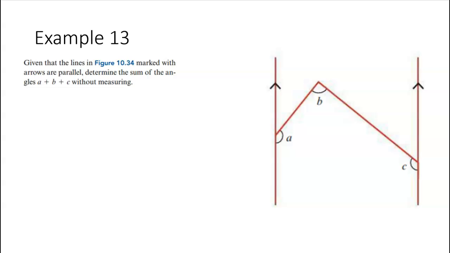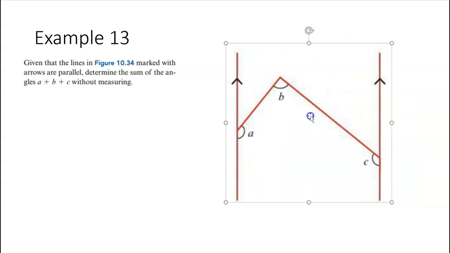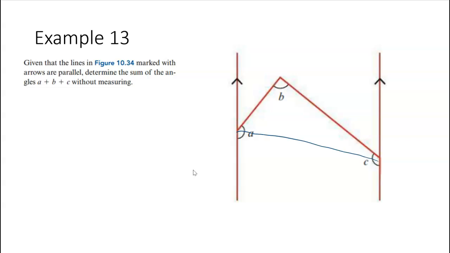So now we can apply this a little bit more into this one here. This is a little bit tricky, so we'll take this nice and slow. But given that the lines are parallel, see how they're marked with those arrows, determine the sum of the angles A, B, C without measuring. Now, it would be great if that was just a triangle, right? Because then it'd be 180, but it's not actually quite 180 there.